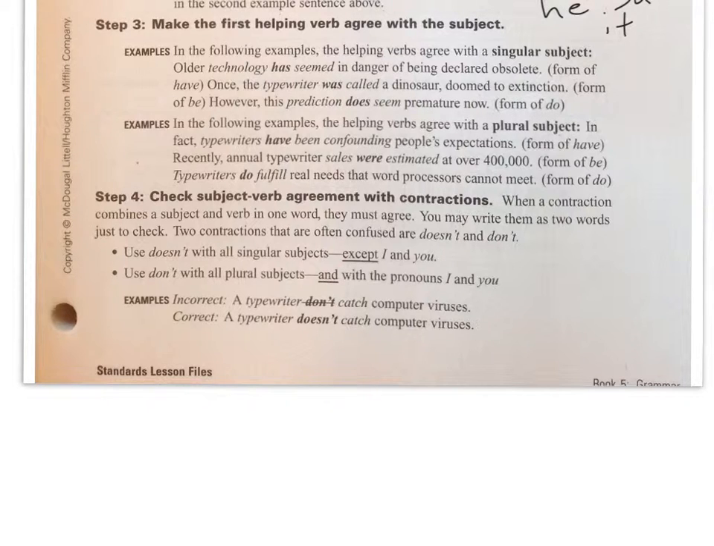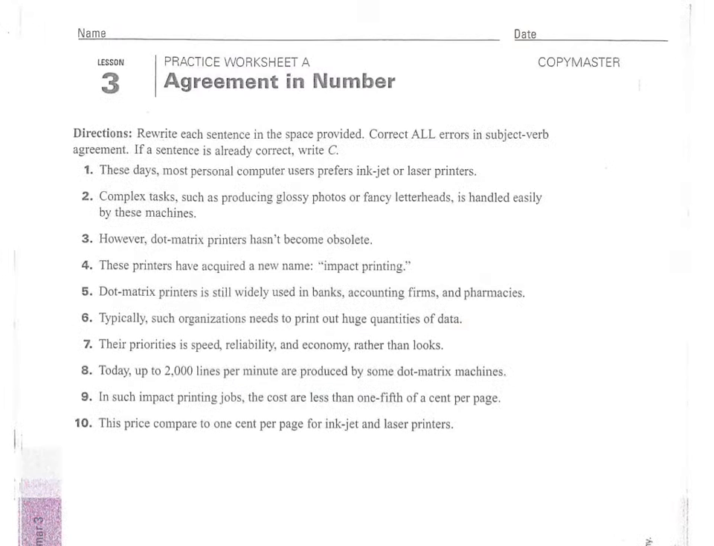So, I do, I don't. You do, you don't. They do, they don't. We do, we don't. You all do, you all don't. Okay, so incorrect: A typewriter don't catch computer viruses. It doesn't sound right. It don't? No, it doesn't. And that is how we do that.